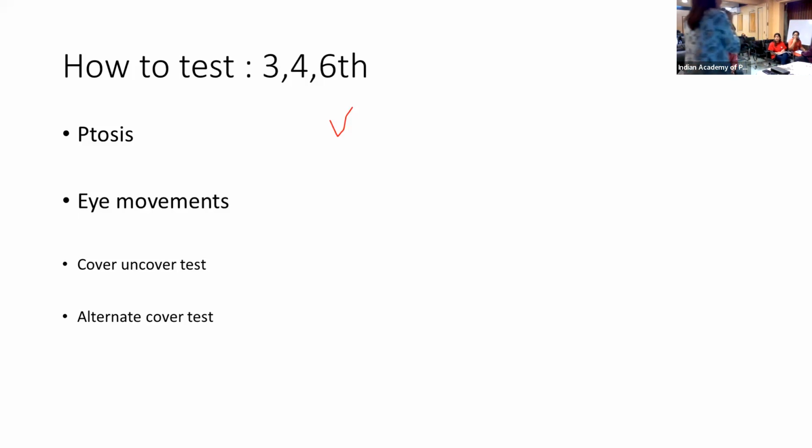The right eye was a little outward. Anything outward is exo, inward is eso. So this is my right eye has an exotropia, correct? We'll uncover and see if that eye again goes back to that original position. Same thing you will be repeating on the other side. So this is the cover uncover test.